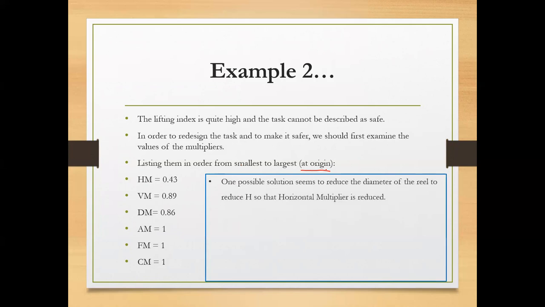One possible solution seems to be to reduce the diameter of the rail to reduce H, the horizontal distance, so that the horizontal multiplier is also reduced. The more improvement we can make in the smallest multiplier, the more improvement will result in the lifting index. Let us try the results with the rail diameter reduced to 45 centimeters instead of 75 centimeters. That is a reduction of 40%.